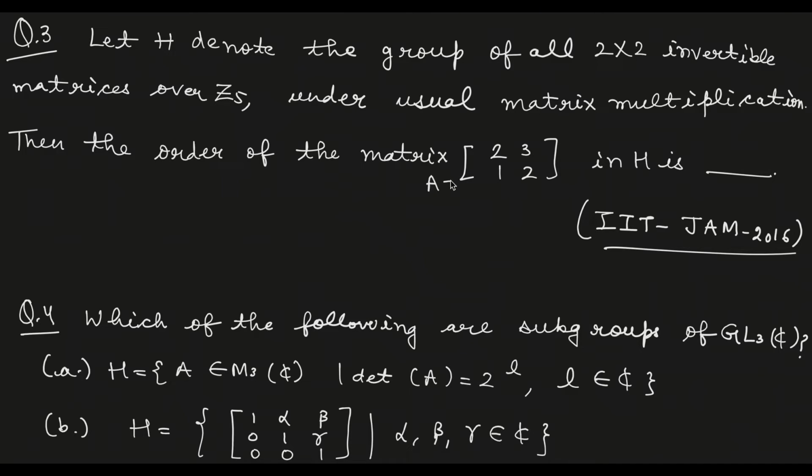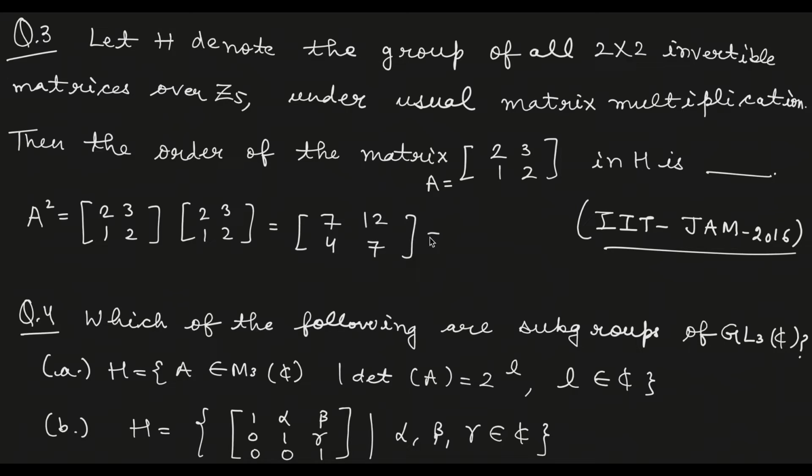If this is matrix A, then I need to multiply A until I get the identity. First we multiply it and get 7 12 4 7, so over Z5 I change the entries. This is equal to 7 4 12 7, so over Z5 it becomes 2 2 4 2, then again multiplying.